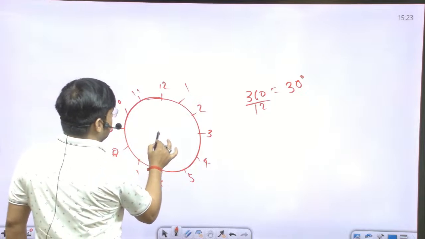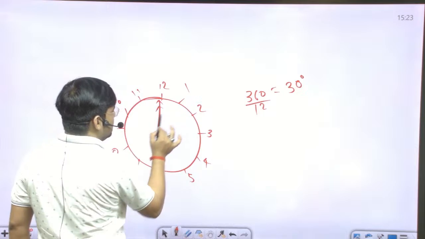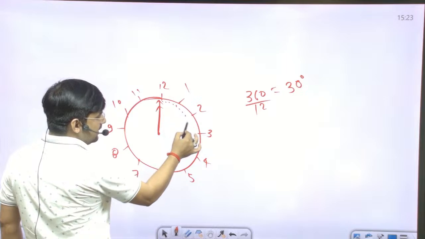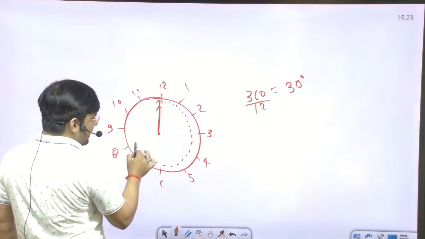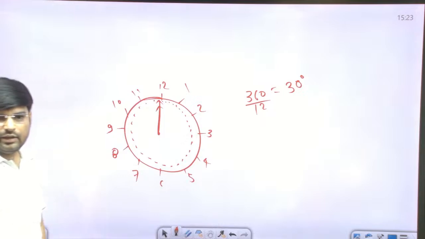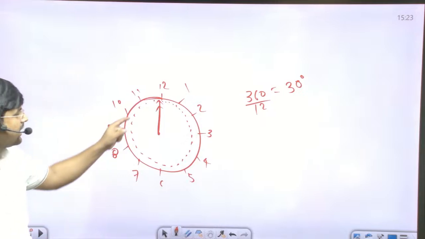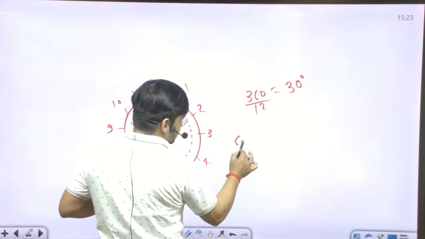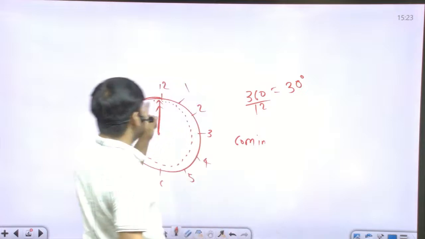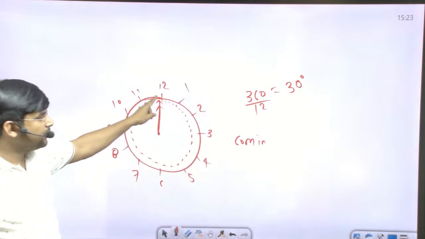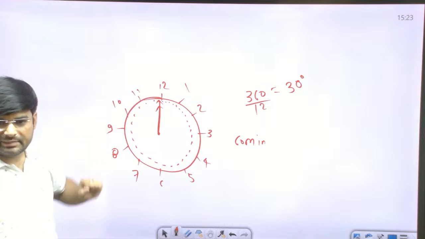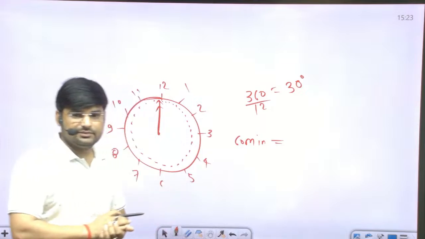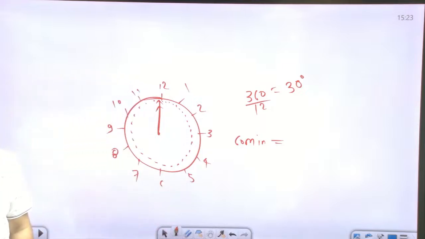Let's suppose it's 12 o'clock. The minute hand moves forward and completes a circle. When the minute hand reaches 12 again, then it's 60 minutes. The minute hand starts from 12 and returns to 12, then it's 60 minutes. But how many degrees? 360 degree.